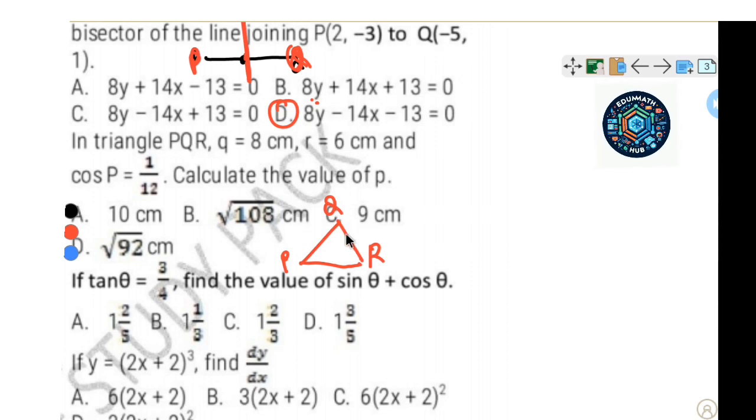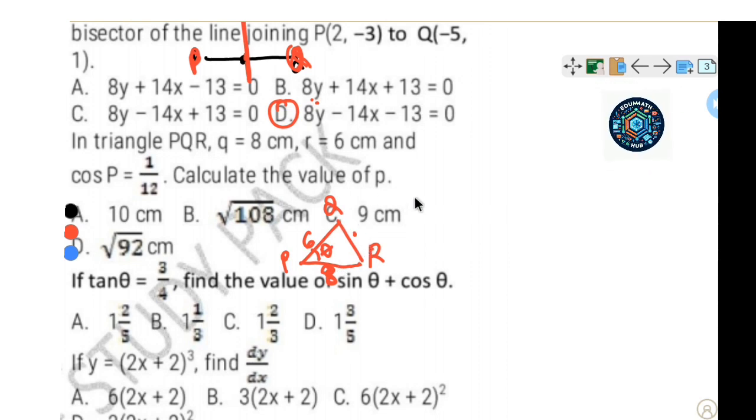So you're looking for P, this part here. The angle at P from the question has cos 1/12. The angle there, let's say angle theta, has cosine 1/12. Then the small r here is 6, and this place here is 8. So you have to find P.